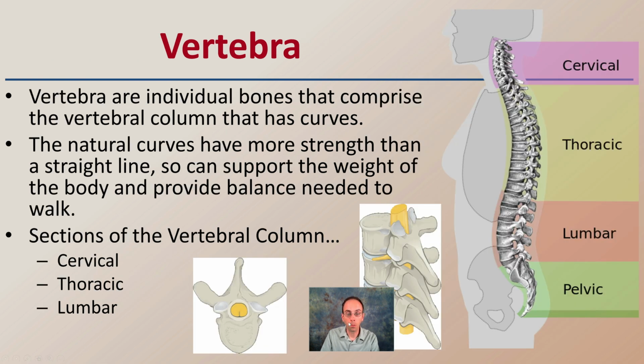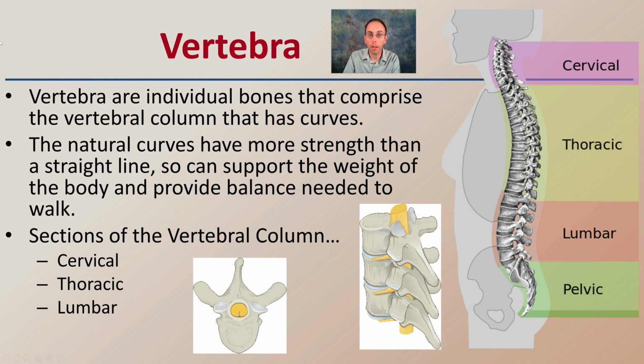Now we have something called vertebrae, and these are individual bones that comprise the vertebral column that has curves. The natural curves add more strength than a straight line, so it can support the weight of the body and provide balance needed to walk. The sections of the vertebral column include the cervical, thoracic, and the lumbar regions. We can see here the cervical, here's the thoracic, here's the lumbar, and then the fused areas way down here would be the pelvic region in addition.